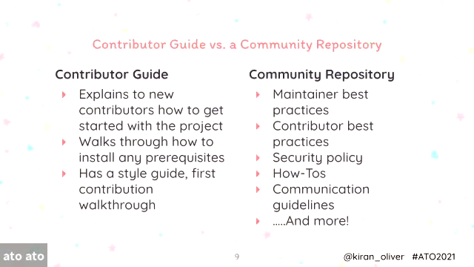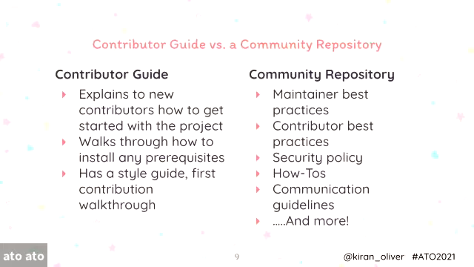Now, you might be wondering what the difference is between a contributor guide and a community repository. While these are very similar things, they are in fact different. A contributor guide often explains to new contributors how to get started with a project. And it's a great way to get people up to speed. It lets them know how to contribute, etc. What they need, any prerequisites, do they need to install something? Do they need to download a demo? What do they need in their stack before they actually make that first pull request?